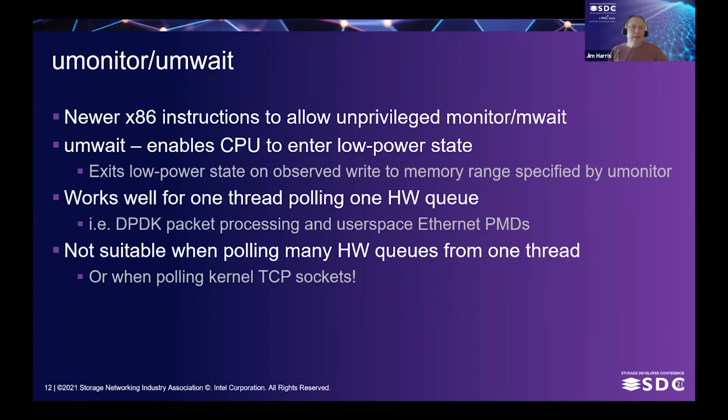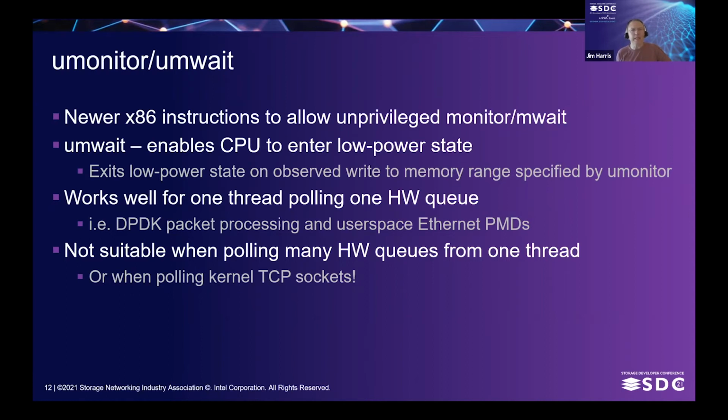And this works really, really well when you have one thread that's polling on one hardware queue. We see this a lot in packet processing applications. So for example, in DPDK, where you've got maybe a relatively small number of hardware receive queues that you're receiving packets for, you can actually do a monitor on the next descriptor that's in the buffer ring.